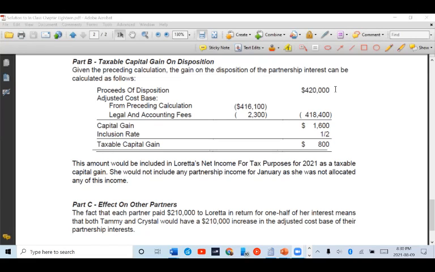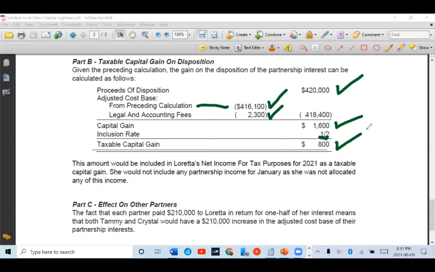So her proceeds, that was given in the question, she was going to receive $420 from the partners. We just calculated her cost base. So that's $416,100. She can also claim the legal and accounting fees, right, to reduce. That was a selling cost. So she can claim both of those. So her capital gain ends up only being $1,600, half of which is taxable. So you'll notice we've now factored in the half, and it's only $800 of capital gain.